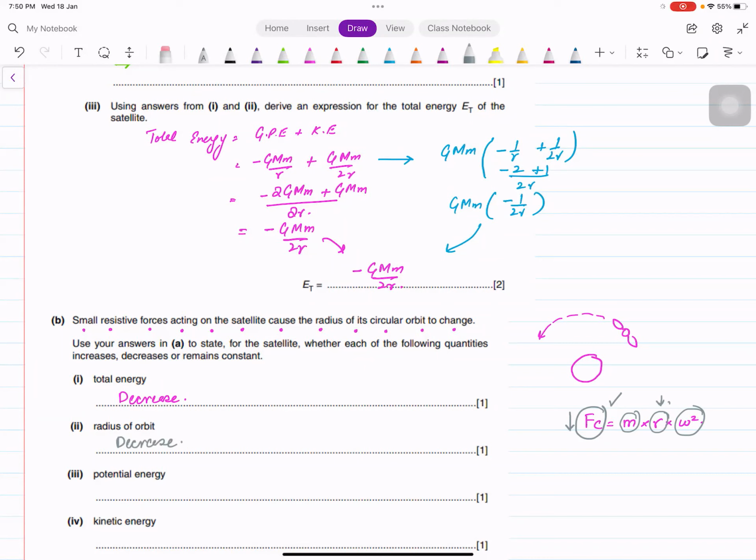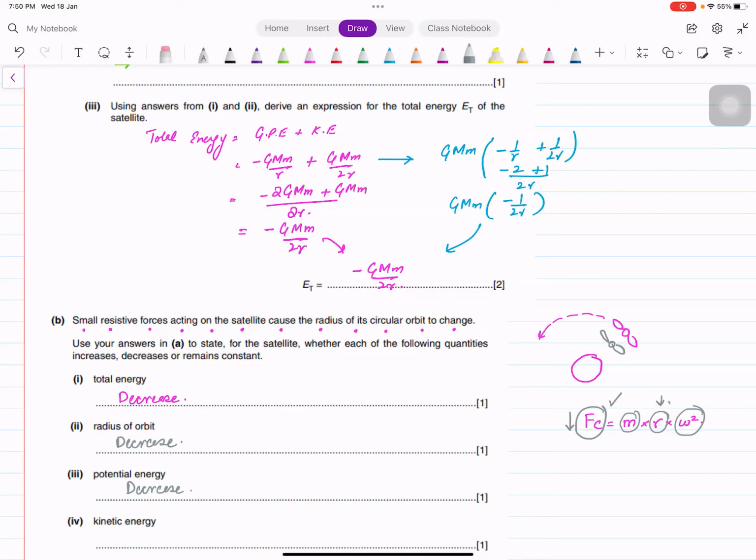Okay, now think about it. If the satellite comes closer to Earth, would it gain potential energy or would it lose potential energy? That's my question. Lose potential energy. So it means that the potential energy is going to decrease as well. All right.